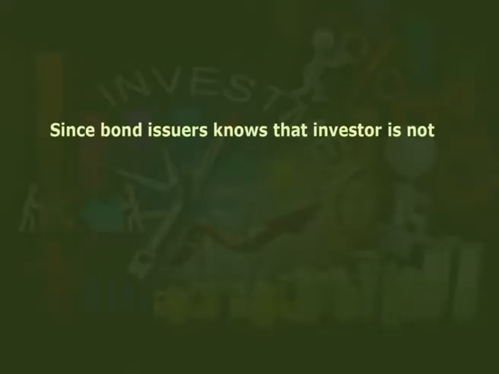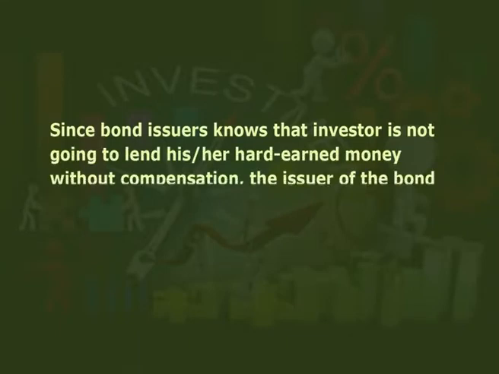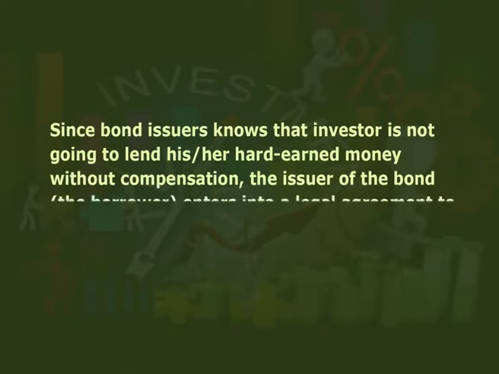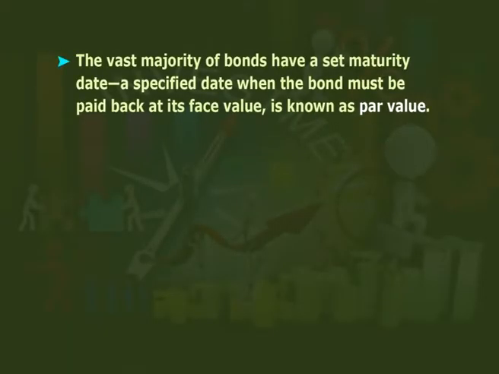Since bond issuers know that an investor is not going to lend his or her hard-earned money without compensation, the issuer of the bond, generally the borrower, enters into a legal agreement to pay the bondholder or investor interest. The bond issuer hence agrees to repay the original sum loaned at the bond's maturity date. The vast majority of bonds have a set maturity date, a specified date when the bond must be paid back at its face value, known as par value.